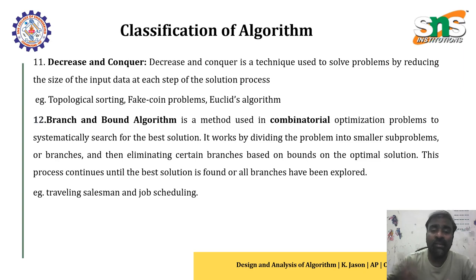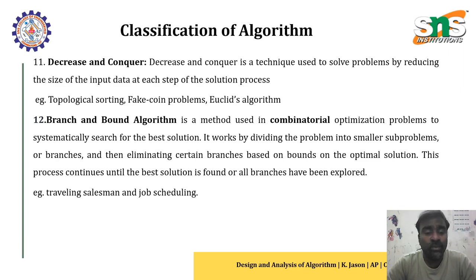You have to reduce the size of the input, because when a huge input is there we are not able to identify the fake coin. So you have to reduce the size, and based on the reduced size you can solve it. So this is called decrease and conquer.